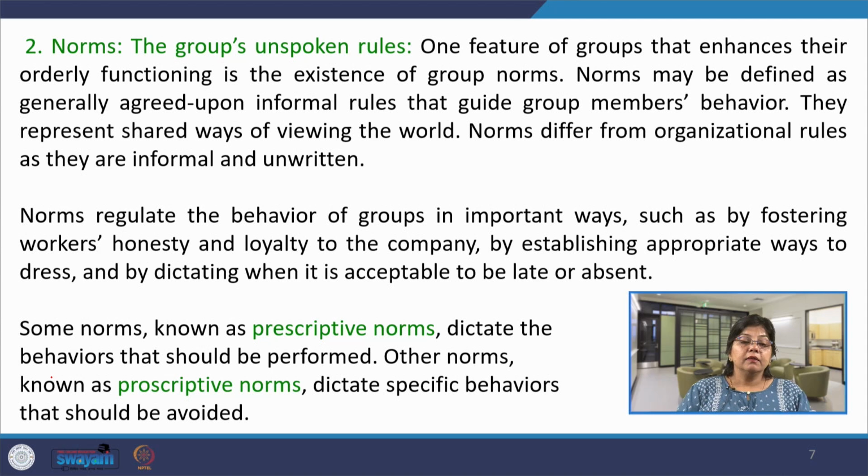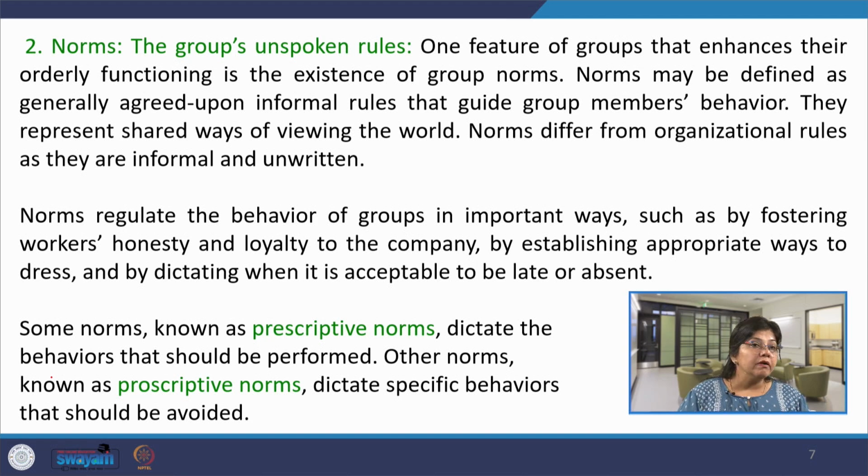Alright. The other structural property of the group is the norms, the unspoken rules, which are not mentioned in any rule book or management book. But ultimately, norms actually dictate behaviors which make groups more functional and structured, and if not performed or accepted, it creates a sense of disharmony among members. So, what are norms? One feature of groups that enhances their orderly functioning is the existence of group norms, which are unspoken, unwritten rules.